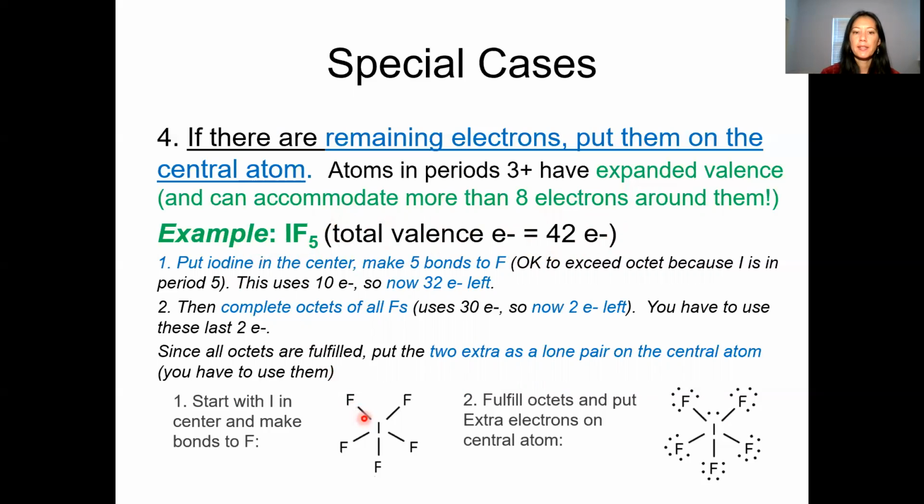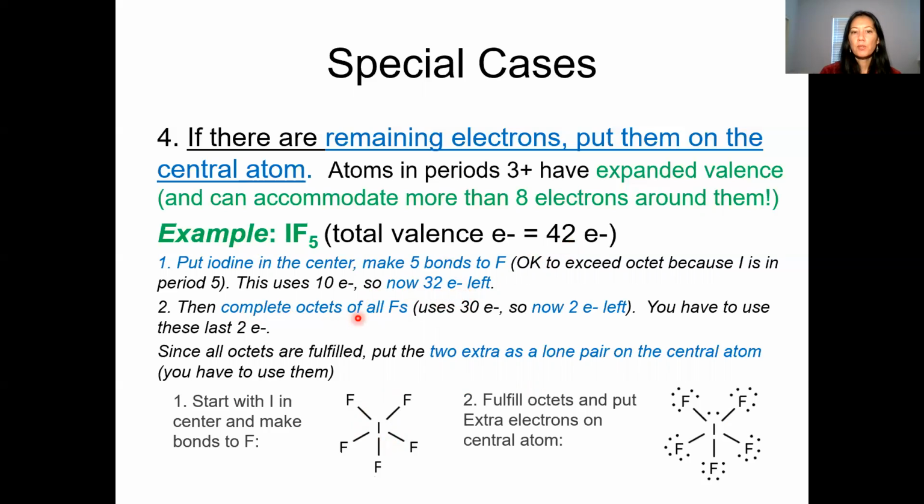First, we're going to put iodine in the center, shown here. Then I'm going to make 5 bonds to fluorine. Each bond uses 2 electrons, so 2 times 5 is 10. I just used 10 electrons. I started out with 42. 42 minus 10 means I have 32 left.